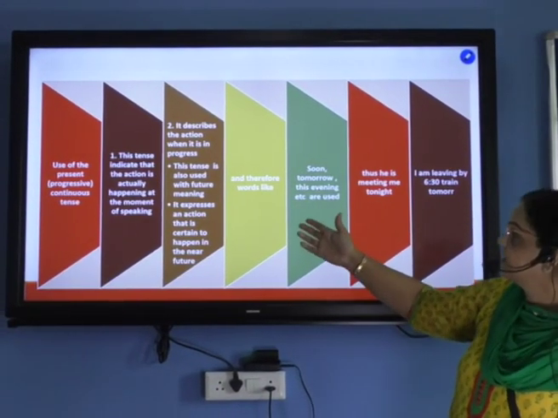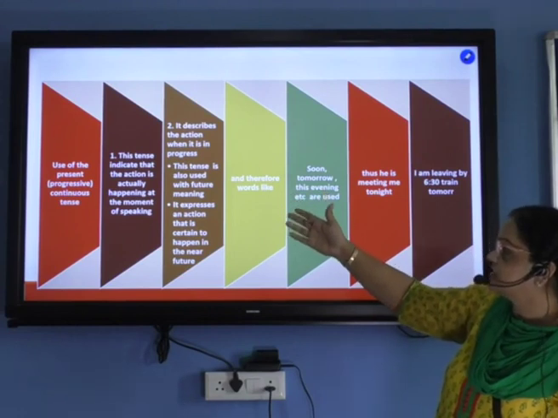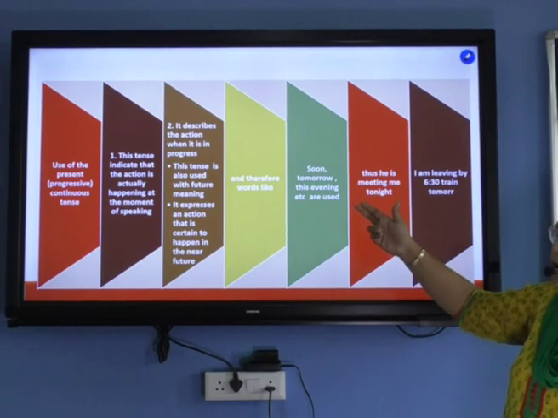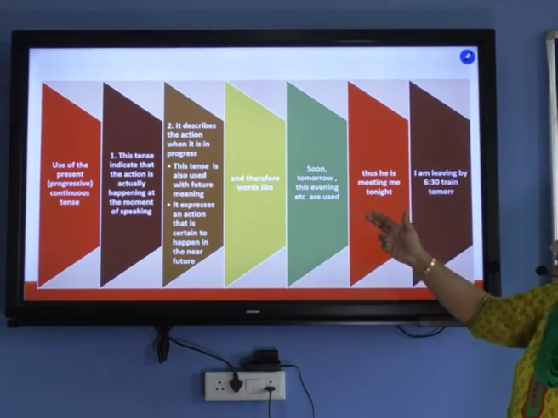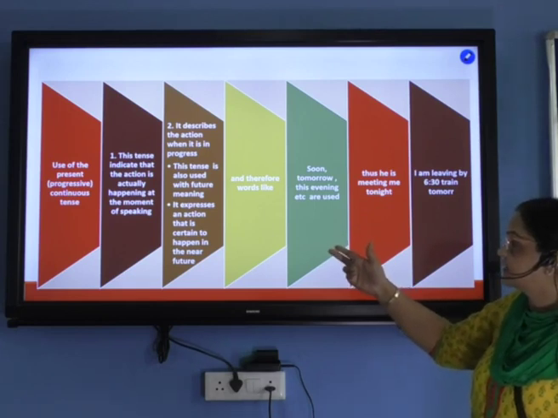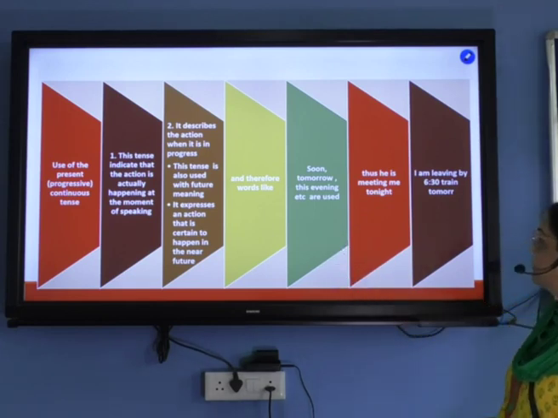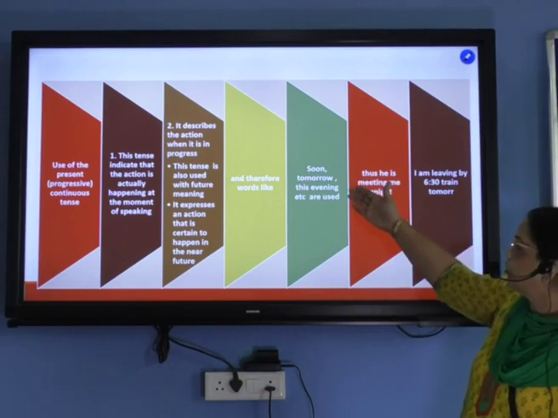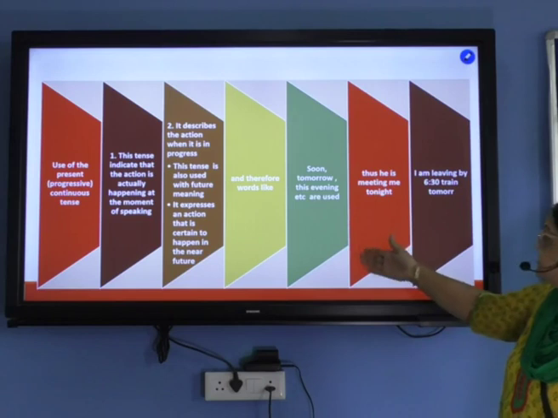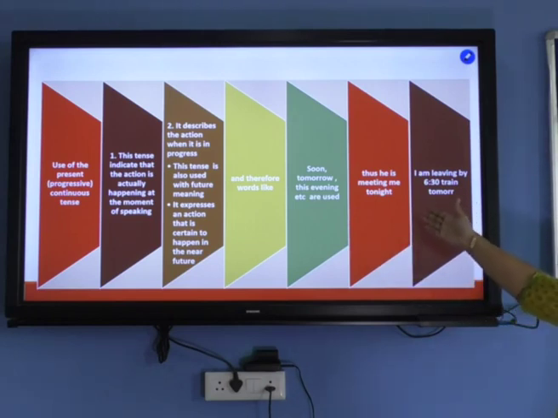Okay. Again, this tense indicates that an action is actually happening at the moment of speaking. It describes the action when it is in progress. This tense is also used with future meaning. It expresses an action that is certain to happen in the near future. So you can see these words, soon, tomorrow, this evening, etc. can be used in present continuous tense. Thus, he is meeting me tonight. When is he meeting me? Tonight. So this is near future. I am leaving by the 6:30 train tomorrow.